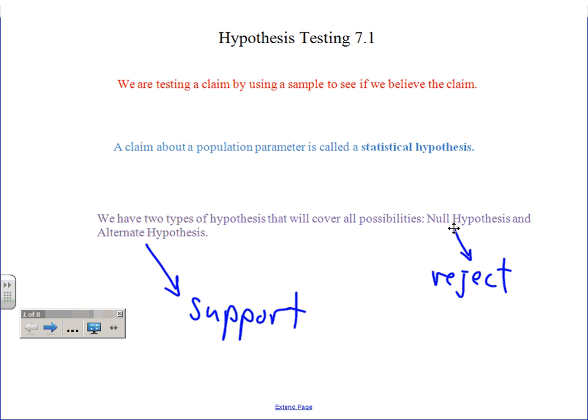In fact, at the very end here, I'm going to have you come up with how you would word it if you wanted this to happen, and how you would word it if you wanted that to happen. If you get those two at the end, you've got this hypothesis thing figured out.